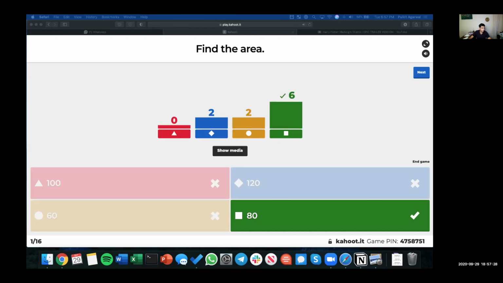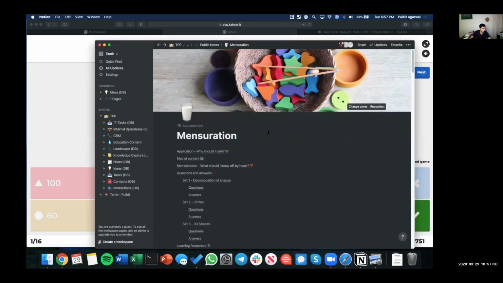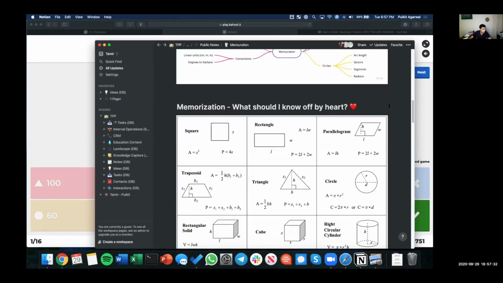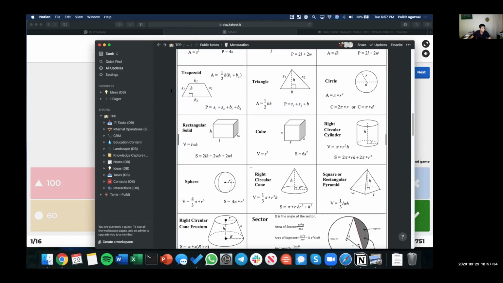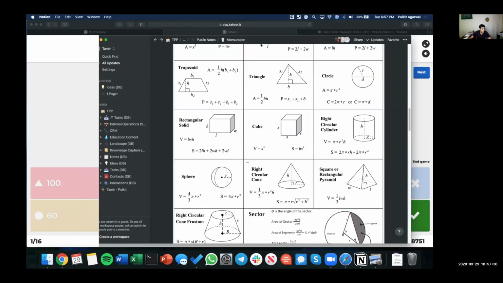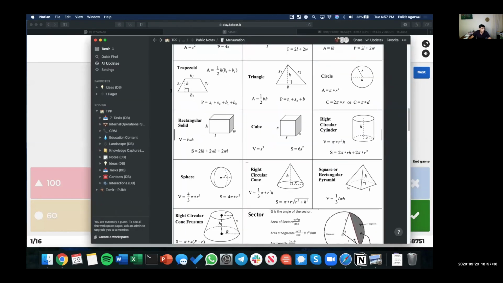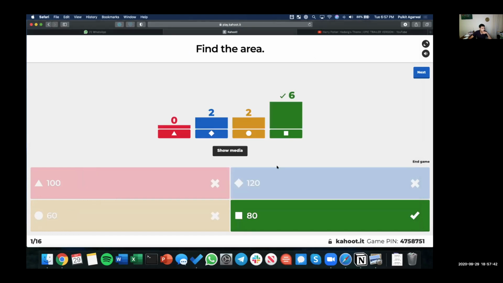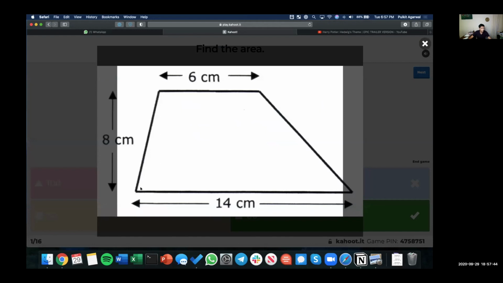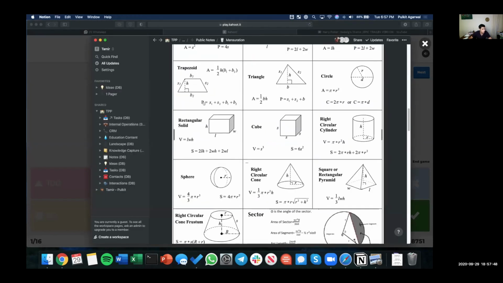Cool, all right, so to do this, you had to go to mensuration, and if you go down to shapes, this was using this equation. So if you use this equation here, you would have gotten the answer. You have the dimensions you need, right? You have the base dimension, the top base dimension, and the height. So you just plug into this equation here.